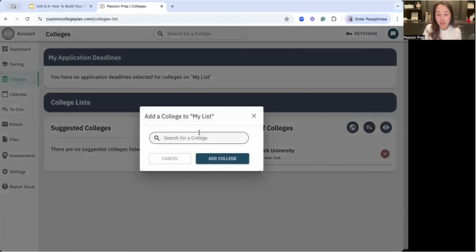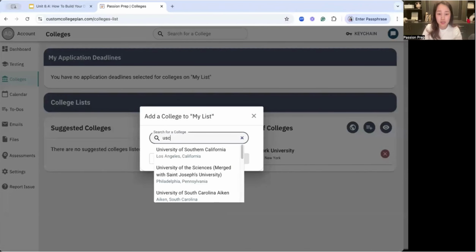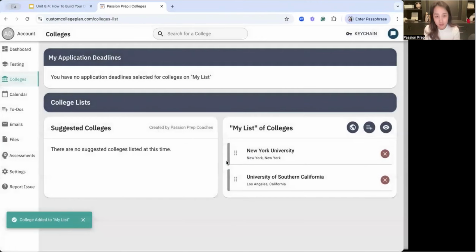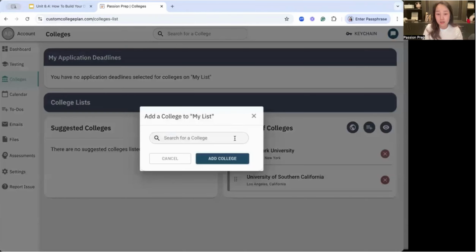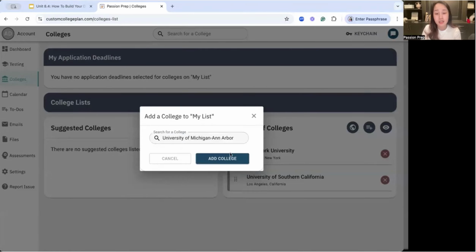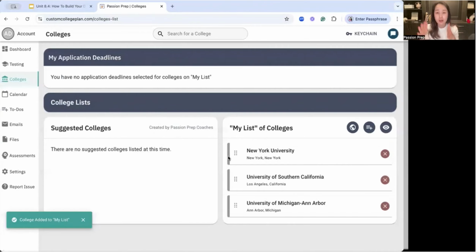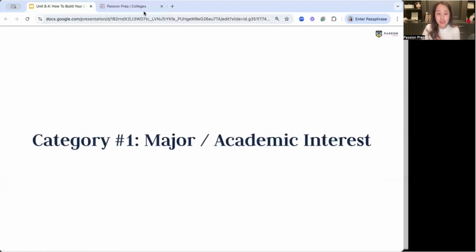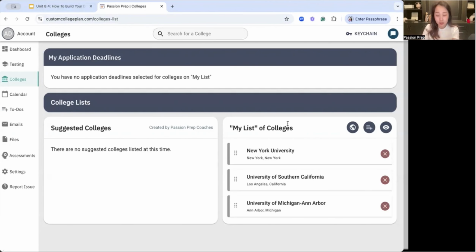I'm going to do another one and type in USC because USC has a business school. I'm going to add another one, University of Michigan, because they have Ross Business School. So I'm adding all the colleges because I know that they have a good business program. If you're an engineering or pre-med student, that's the kind of criteria you should be using. I didn't add in all of them for time's sake, but you see how I was able to quickly come up with this list.